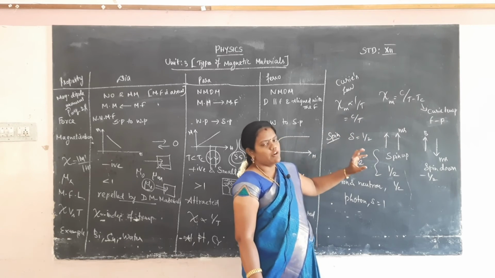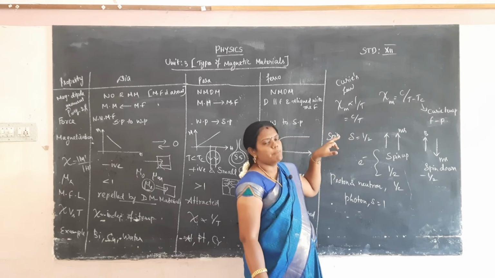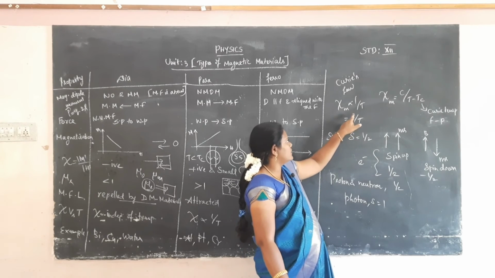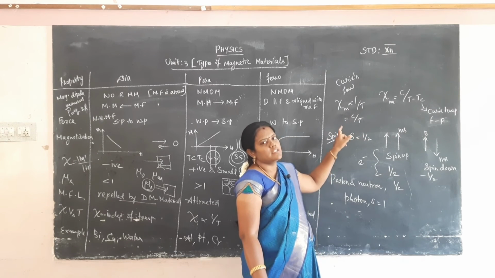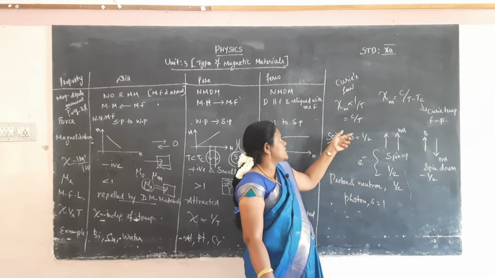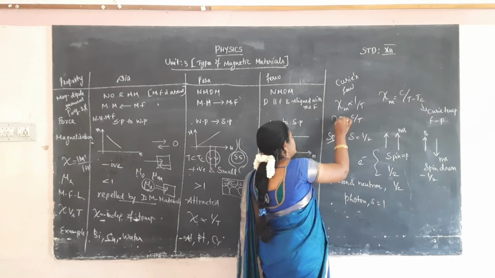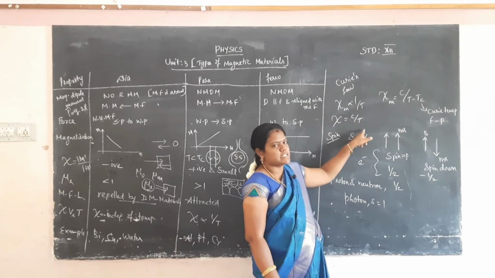To remove the proportionality sign, we put in a constant and change it into an equality. The constant is C, the Curie constant, because C is the constant that changes the proportionality into an equation. So susceptibility is equal to C by T, where C is the Curie constant and T is the temperature.